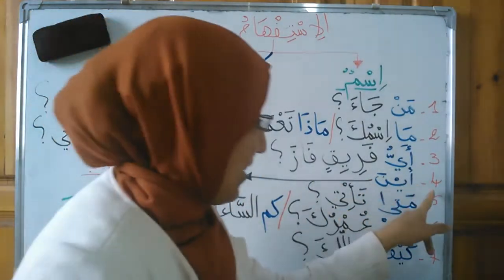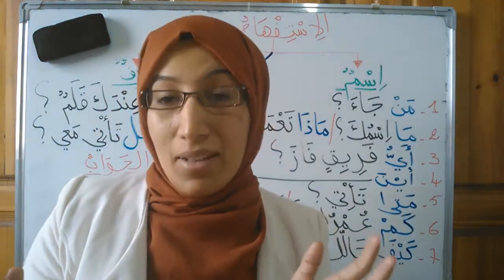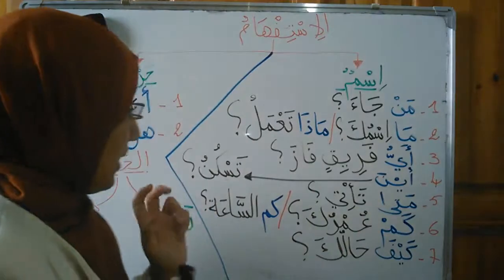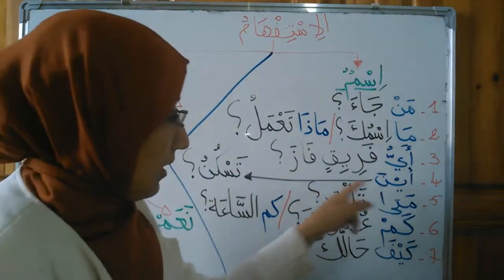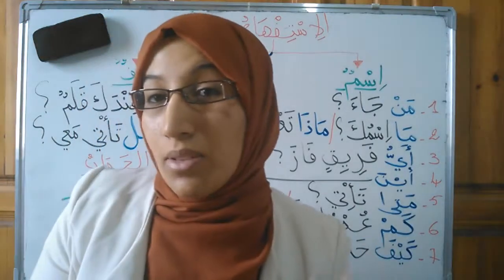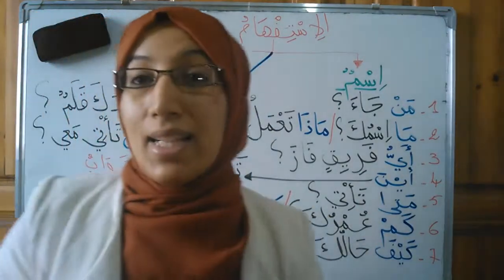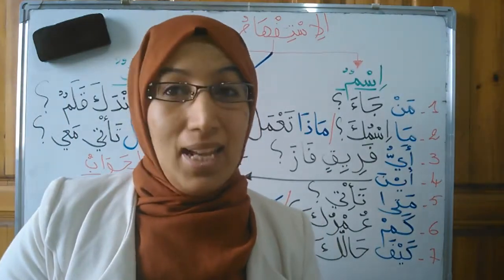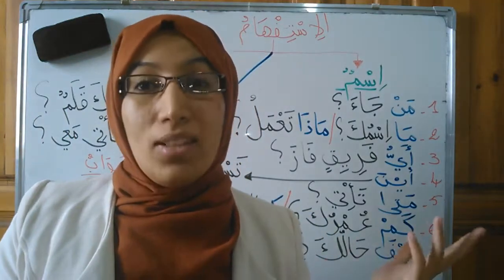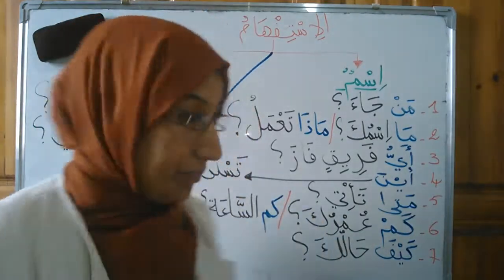Okay. So, four is aina. Aina taskun. Aina means where. Where do you live? Aina taskun, where do you live? And the fifth is mata ta'ti. Mata ta'ti, it means when will you come, or when are you coming?